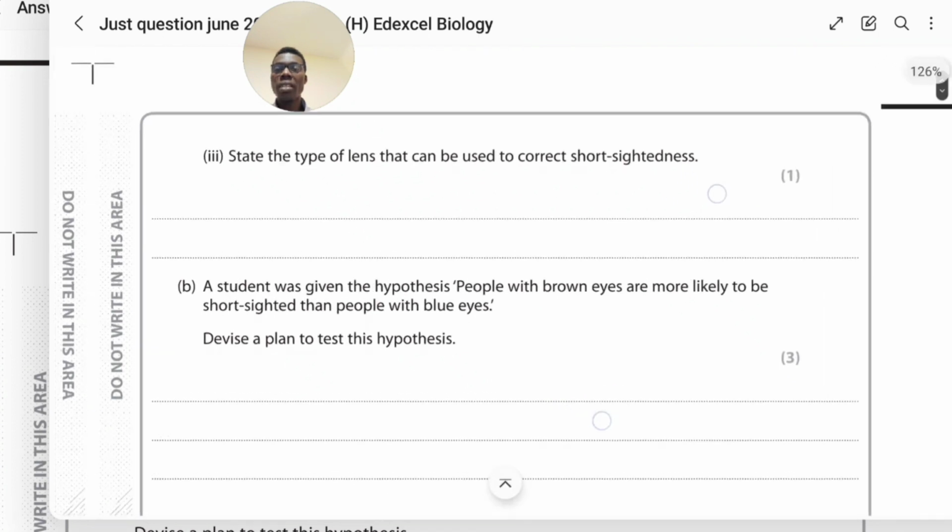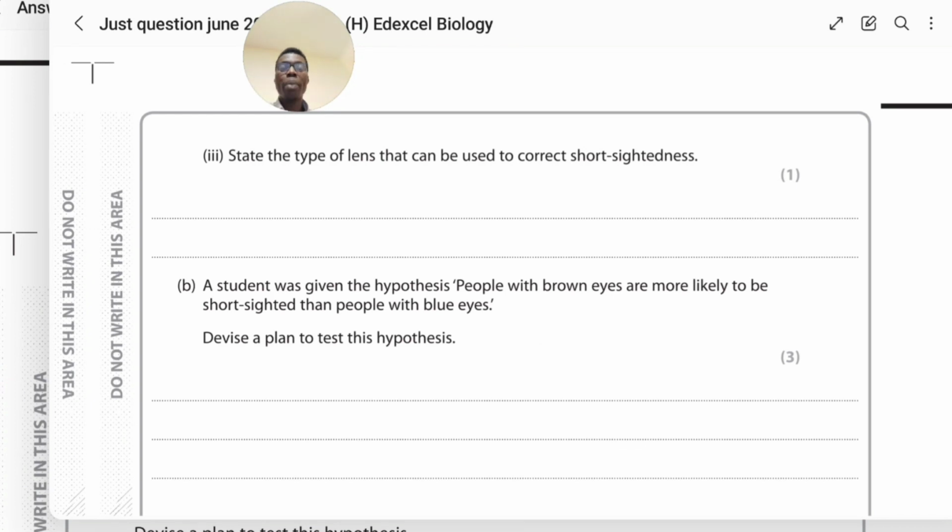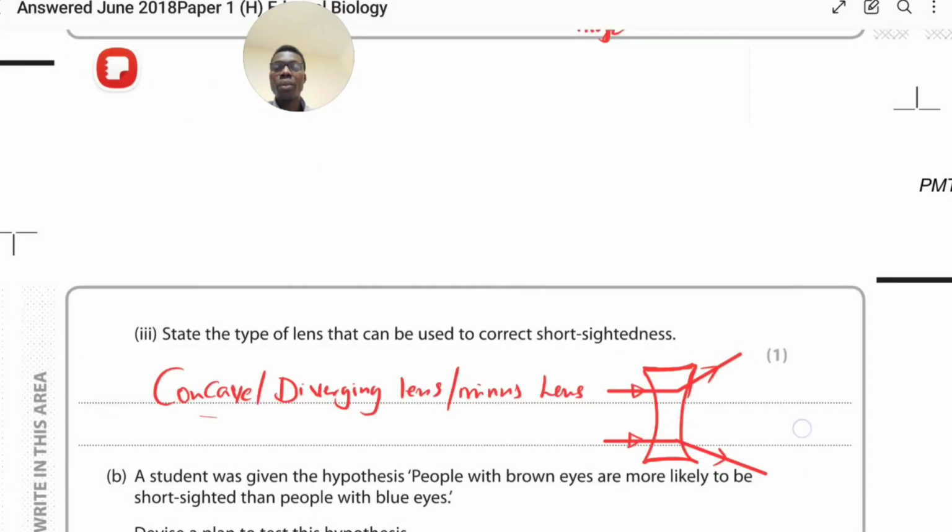A student was given the hypothesis: people with brown eyes are more likely to be short-sighted than people with blue eyes. Devise a plan to test this hypothesis. So a hypothesis is just a statement which can be true or false. So you want to prove it right or wrong. So let's see the answer here.